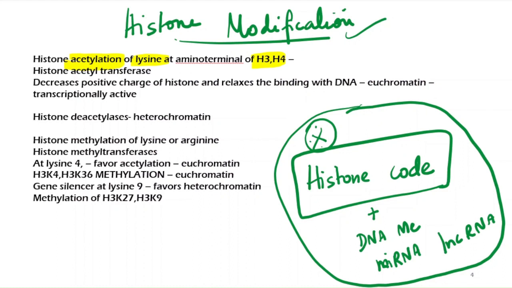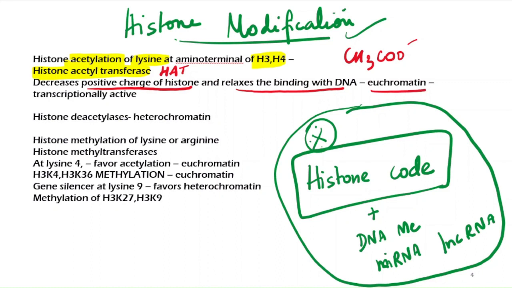Mostly these basic amino acids are found in the amino terminal end of your histones. The amino terminal end of your histones is rich in basic amino acids, right? And that is catalyzed by histone acetyltransferase, abbreviated HAT. So what happens? Acetylation adds CH3COO minus, so that decreases the positive charge of your histone and that will relax the binding with DNA.